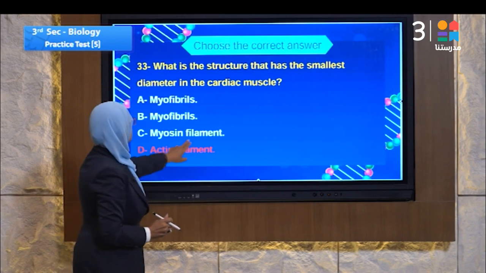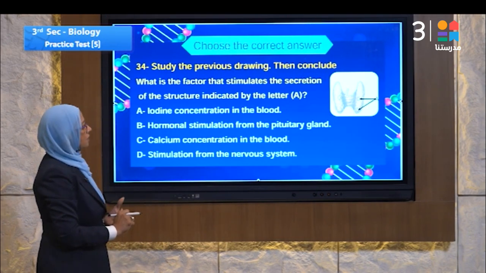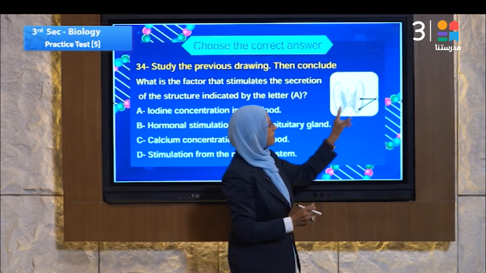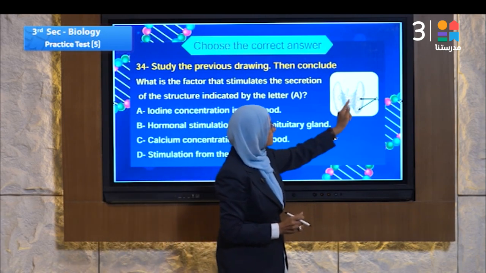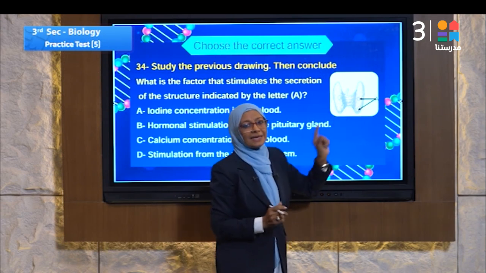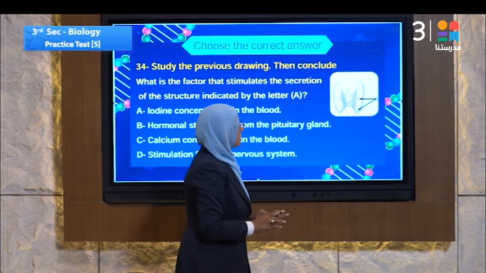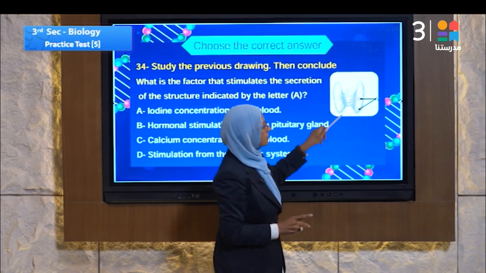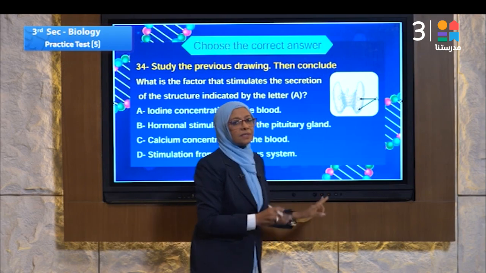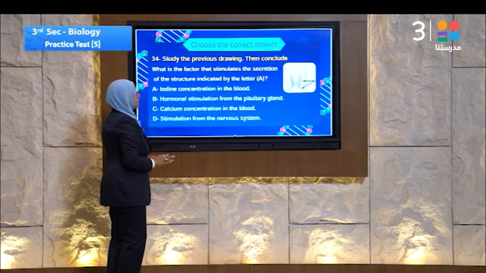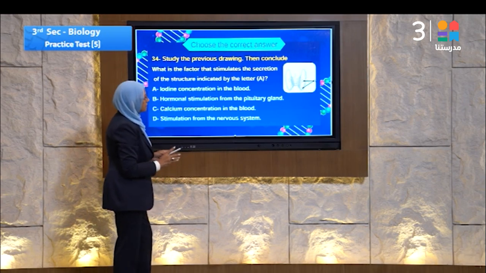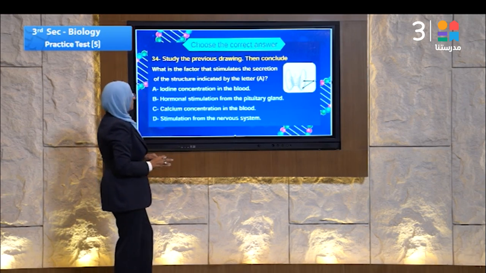Carefully. Let's go to question number 34. Question number 34 has a figure. The figure here is not the biggest one, it is the smallest one, referred to by letter A. The biggest one is the thyroid gland, but the smallest ones are the parathyroid glands. That's on the other side from the thyroid. Let's read the question.